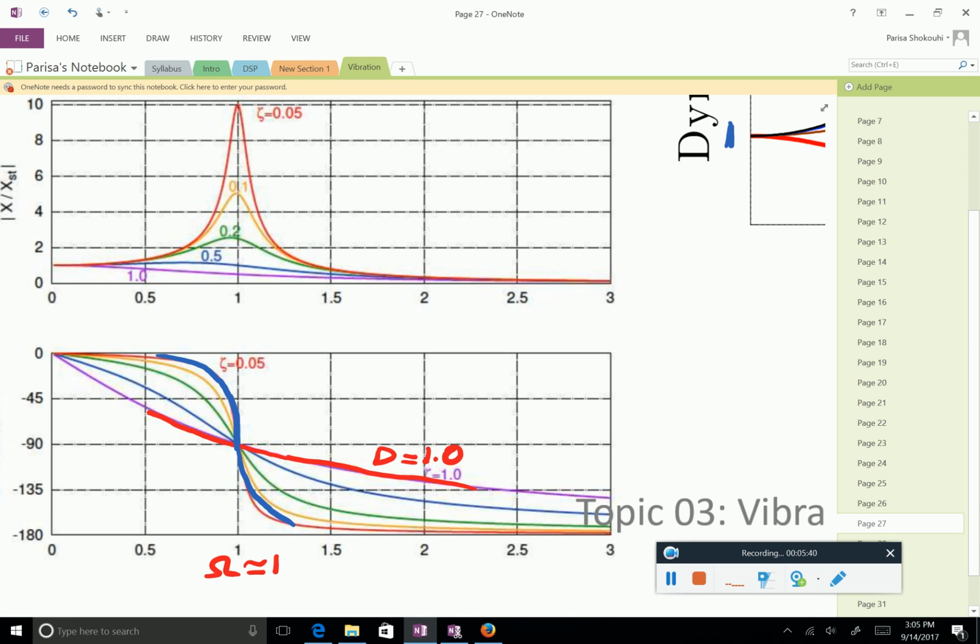So at the resonance, if you look at the phase of the Fourier transform, this is called a phase spectrum. That is amplitude spectrum, this is phase spectrum. You see a change in curvature.